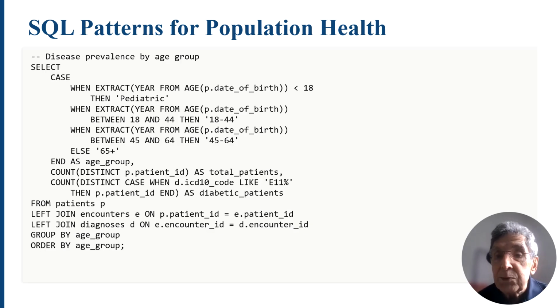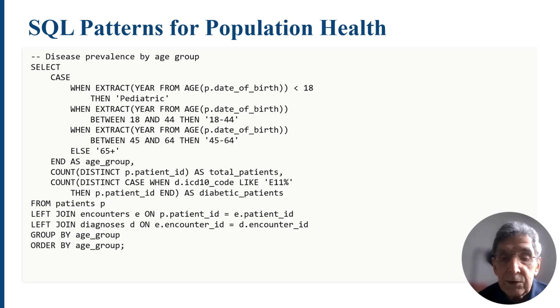This query calculates disease prevalence by age group, specifically looking at diabetes rates across different age brackets. Look at it carefully. The case expression creates 4 age groupings: pediatric for patients under 18, then 18 to 44, 45 to 64, and 65 and older. Remember the extract year from capability we have? That allows us to calculate each patient's current age directly from their date of birth.